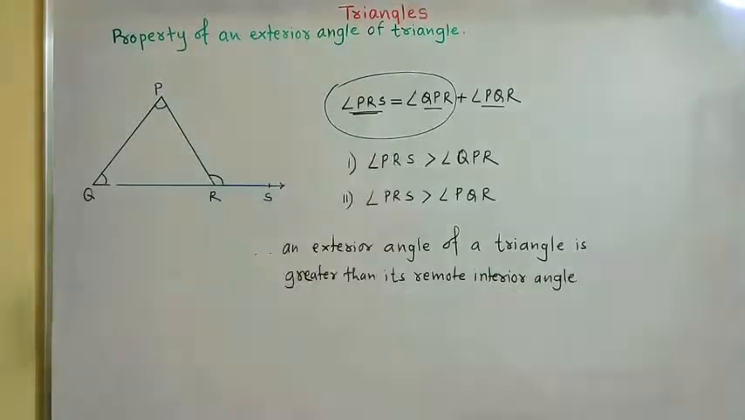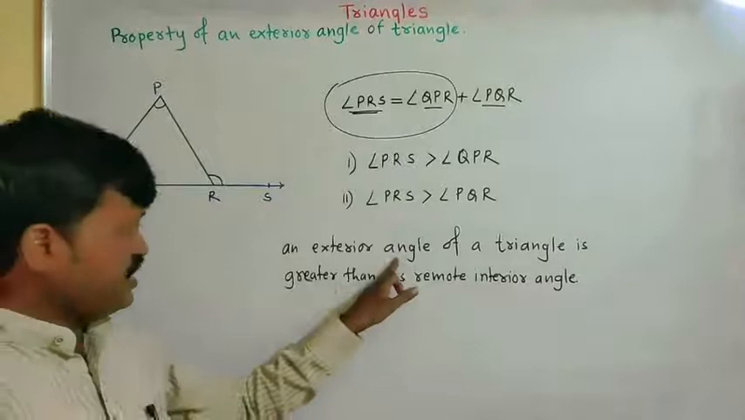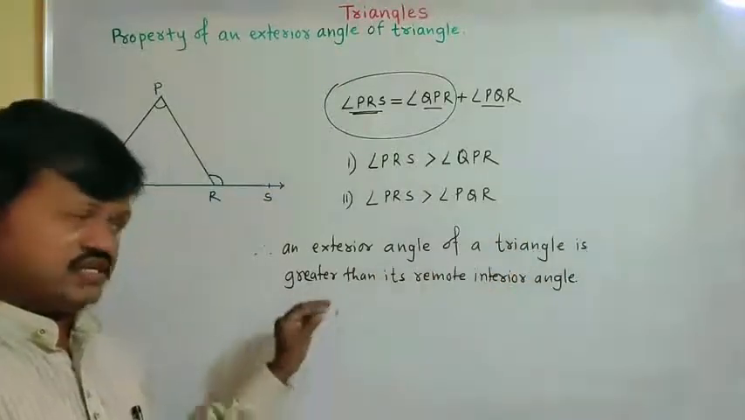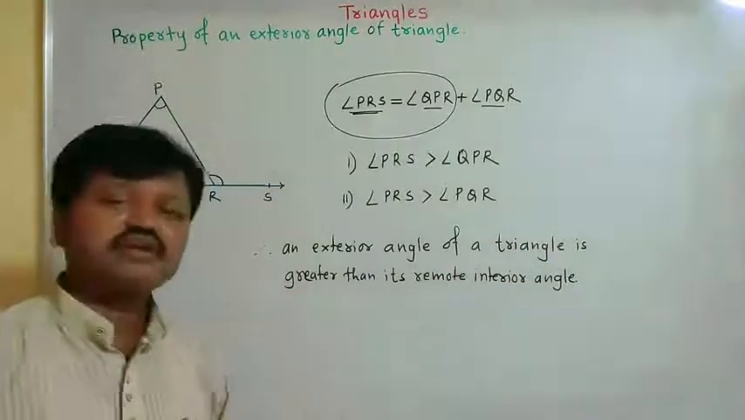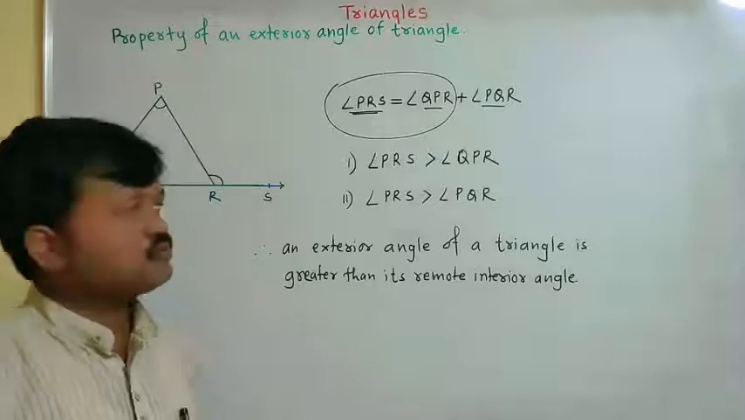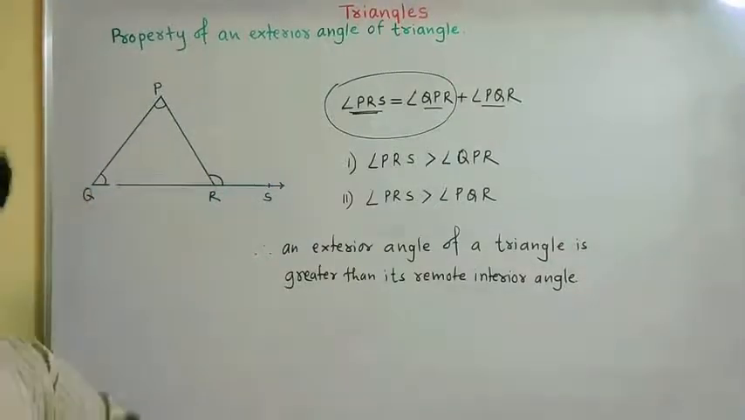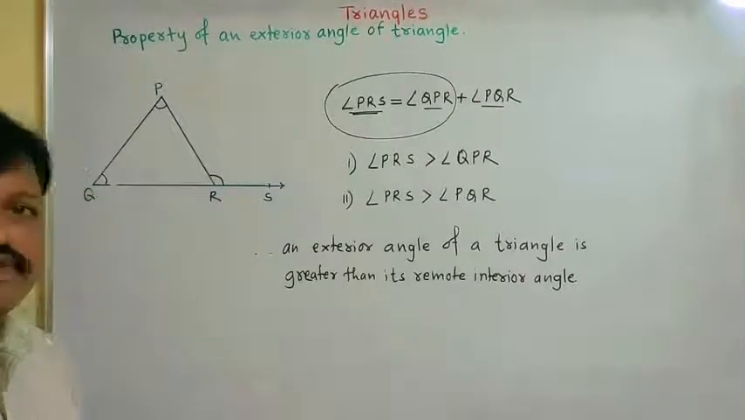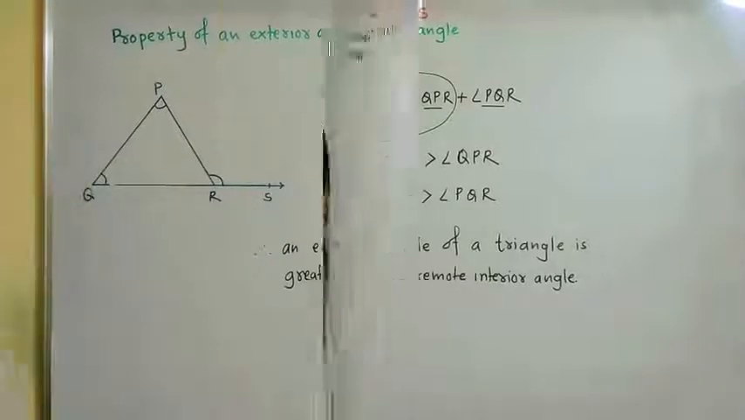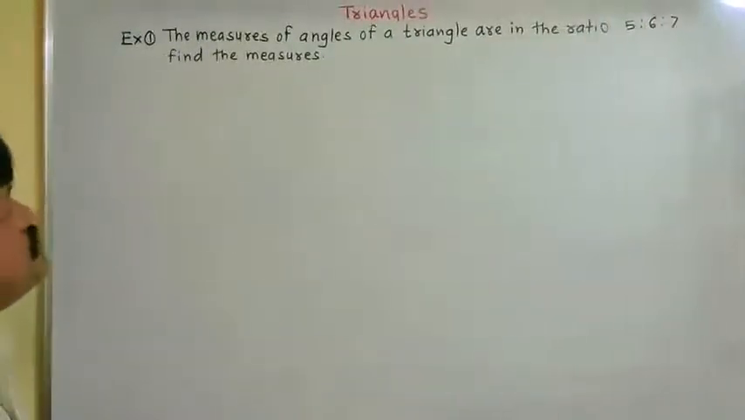So this is a property: an exterior angle of a triangle is greater than its remote interior angle. This is the property we see here. By using all this information, we solve some examples. But before this, you write all this. Now we share some examples.